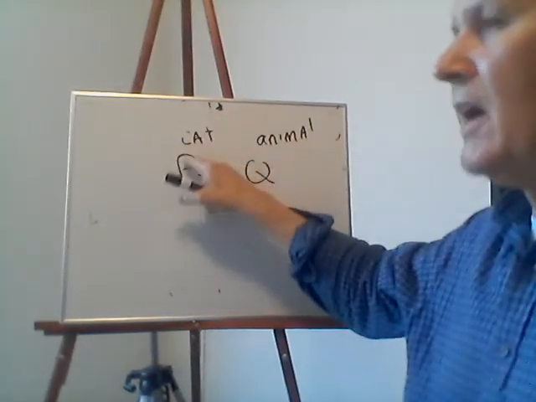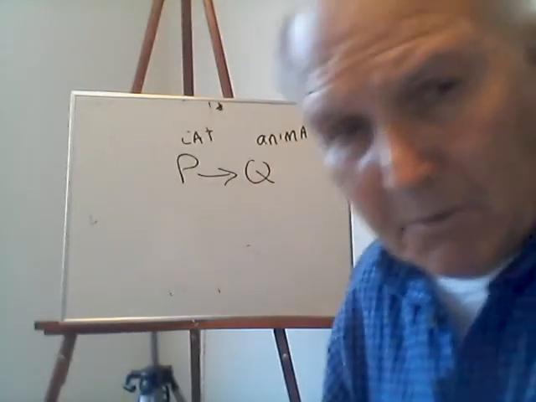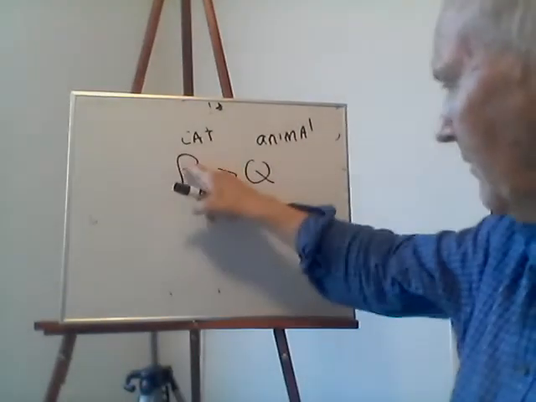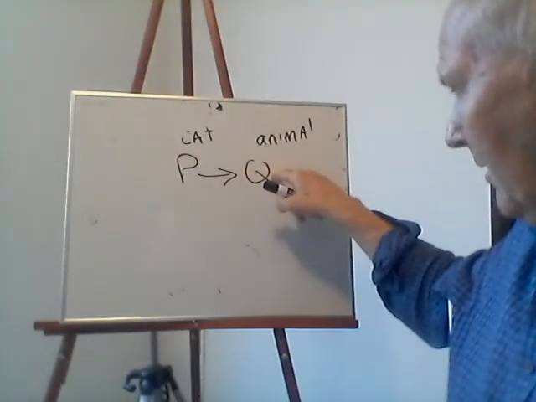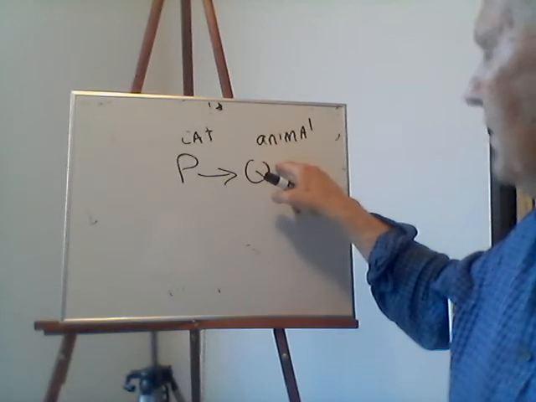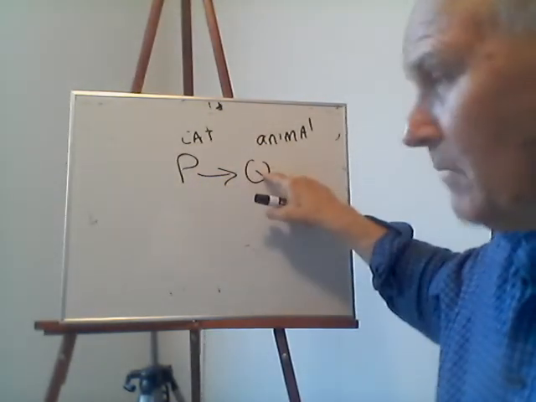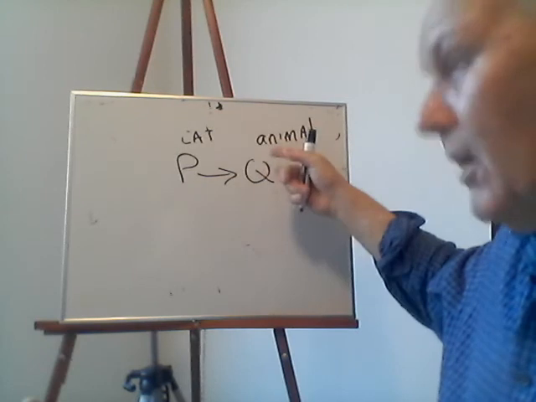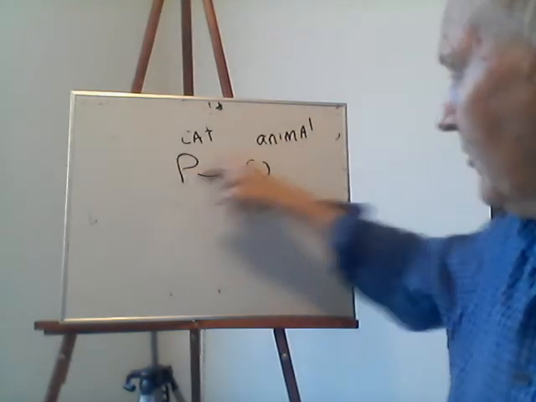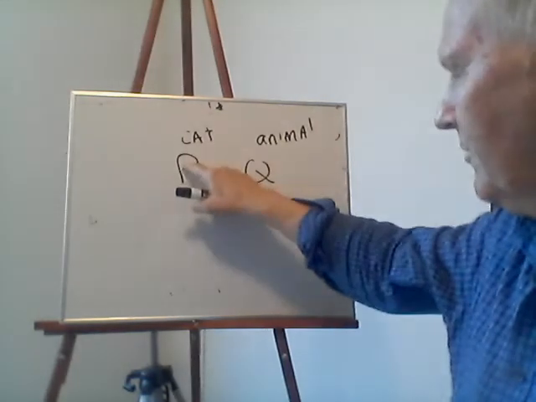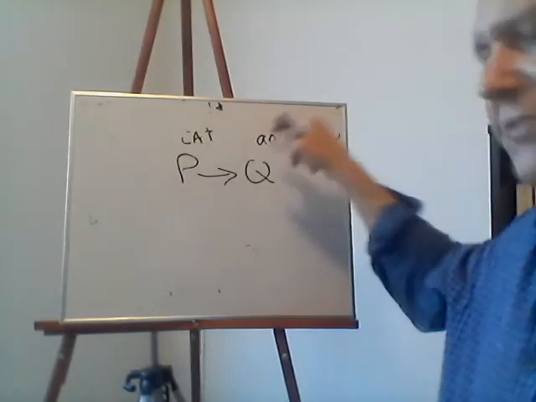Its being a cat is sufficient for its being an animal, right? Because if it is a cat, then it is an animal. So if you have this, then you will have this. This, though, being an animal, is not sufficient to be a cat, because something may be an animal. It may be a dog. It doesn't mean it's a cat. So this is not sufficient for this. This is necessary for this, because something cannot be a cat unless it's an animal.